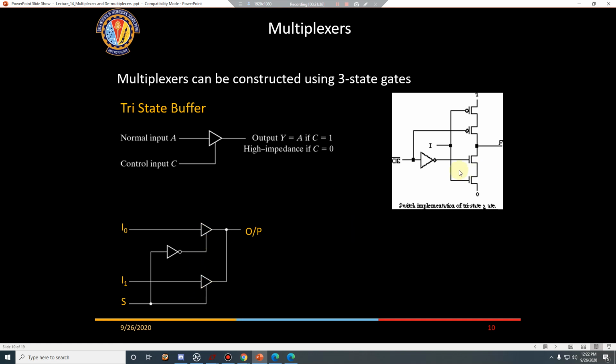If you see the circuit here, this is the control signal. The ones with these bubbles are known as PMOS, and the ones without a bubble are known as NMOS. To switch on an NMOS, you have to give 1, and to switch on a PMOS, you have to give 0. So they are opposite to each other functionally.